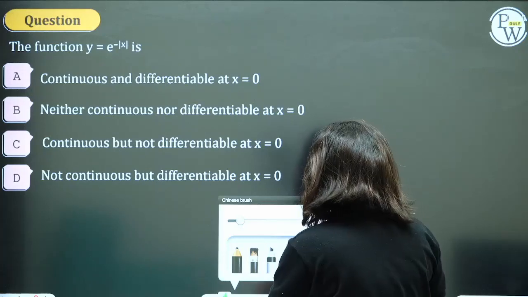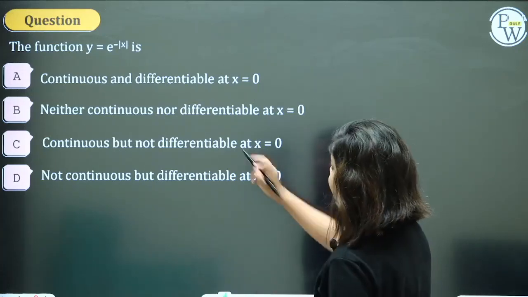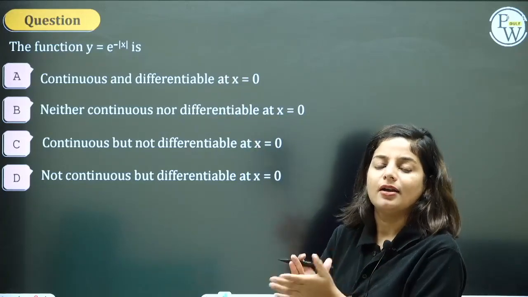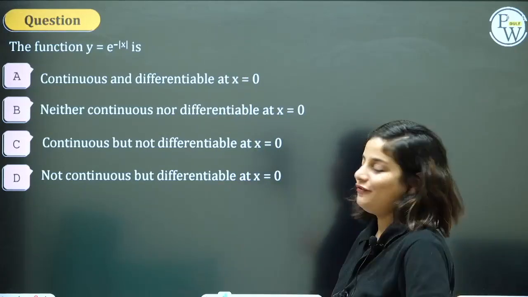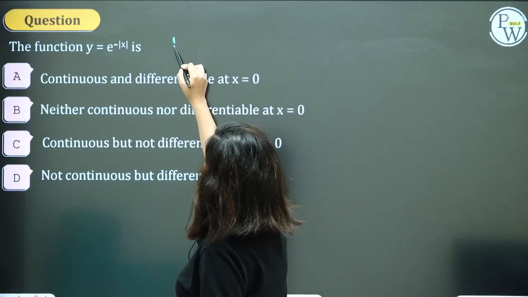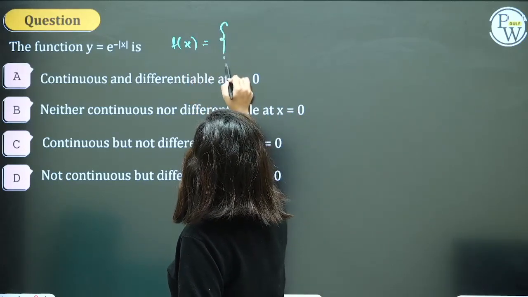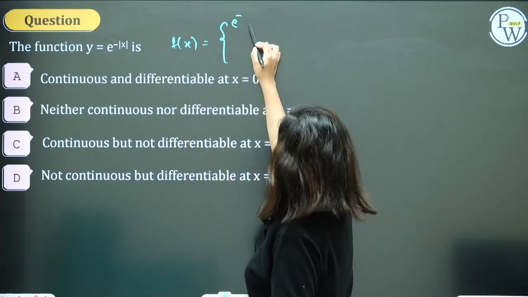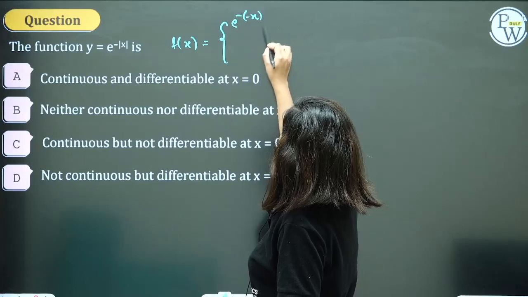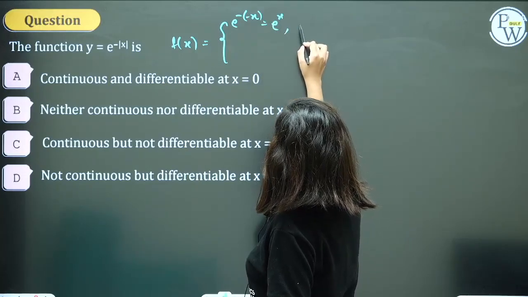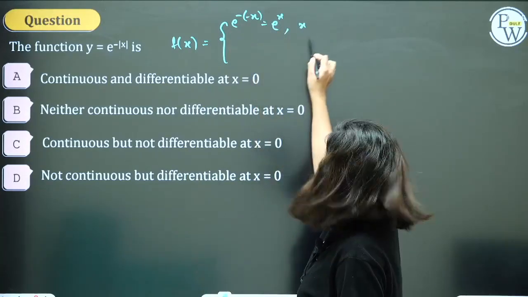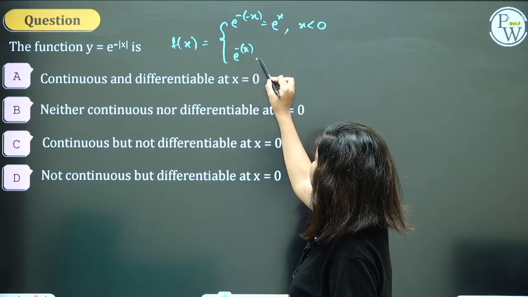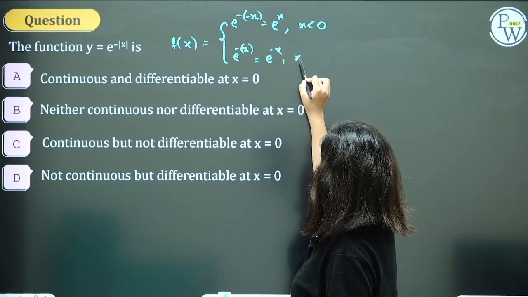Let's go one by one. For continuity, firstly, this function has a mod. Mod means split. Always mod function calls for a splitting. We will rewrite this function into two parts. e raised to, first remove the mod and put a minus sign. That gives e raised to plus x, and this is the case when x is less than 0. And now remove the mod and put a plus sign when x is greater than or equal to 0.